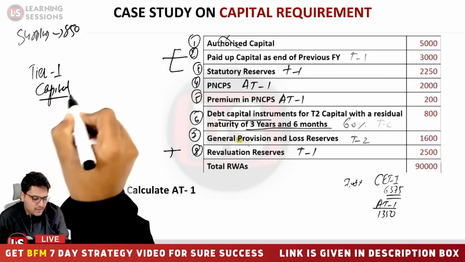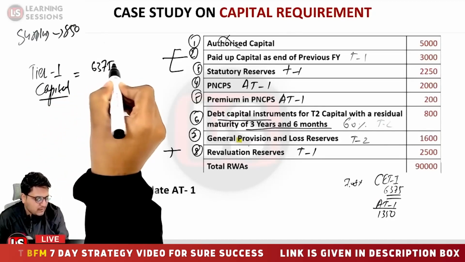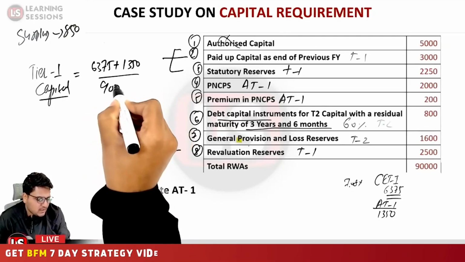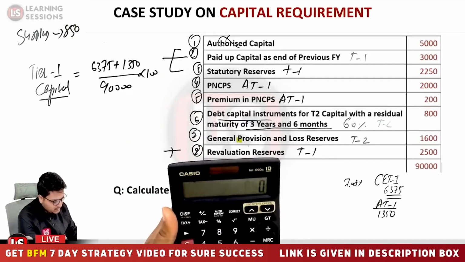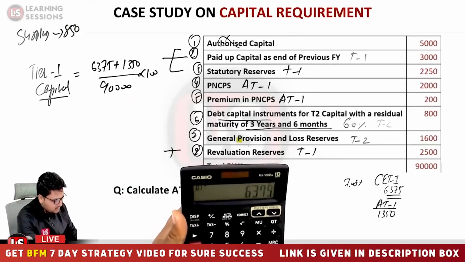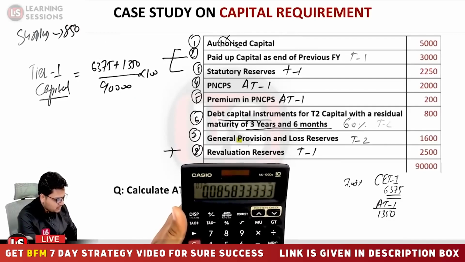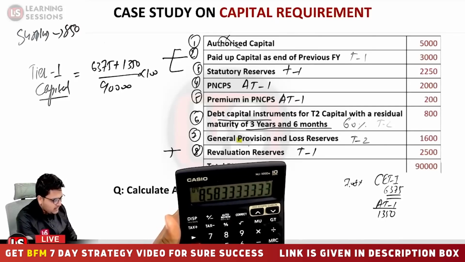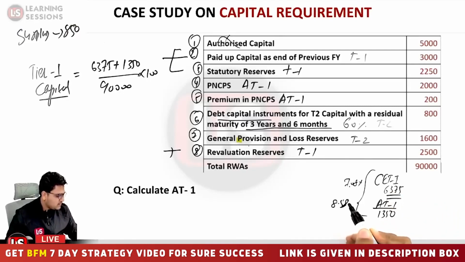What is a tier 1 capital ratio? It is equal to CET1, that is 6375, plus additional tier 1, that is 1350, divided by 90,000 multiplied by 100. So that is basically tier 1 capital, 6375 plus 1350, divided by 90,000, which is equal to 8.58%. So the tier 1 ratio we calculated to be 8.58%.